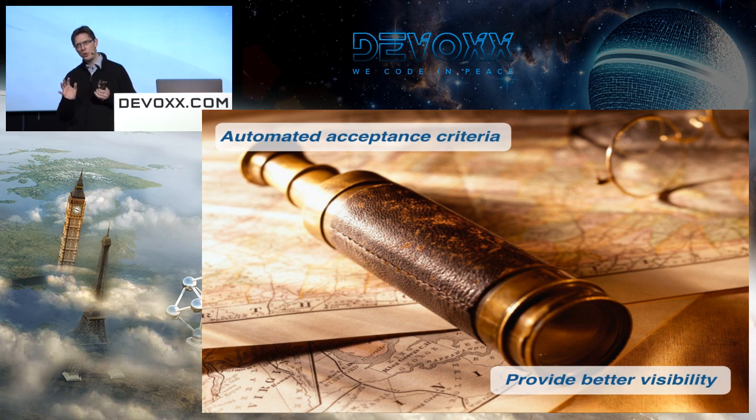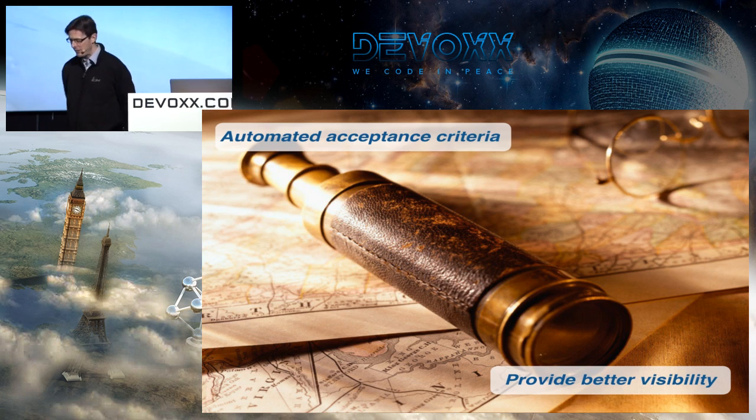And when you automate them correctly, the acceptance criteria are a really, really nice way of documenting what your system actually does. So this is one of the aspects I really like.